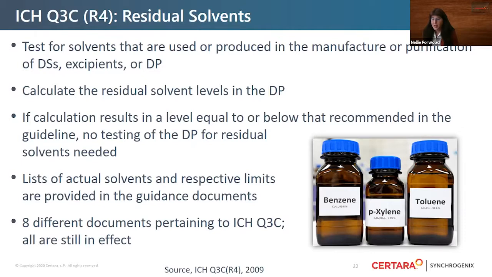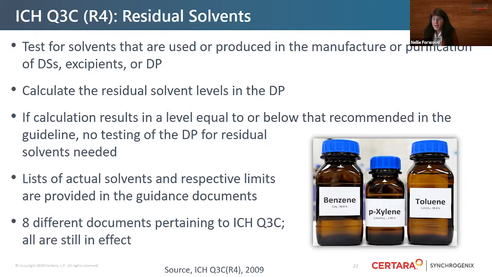A cumulative method may be used to calculate the residual solvent levels in the drug product from the levels in the ingredients used to produce the drug product. If the calculation results in a level equal to or below that recommended in the guideline, no testing of the drug product for residual solvents needs to be considered. You need a list of your actual solvents and respective limits. A list of the actual solvents and the respective limits are provided in the guidance document.